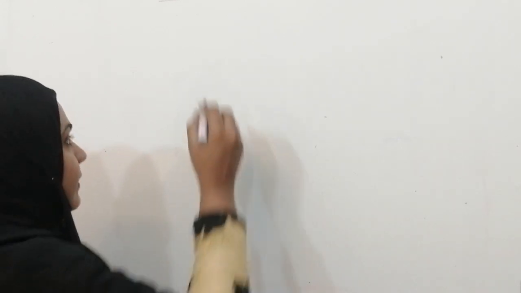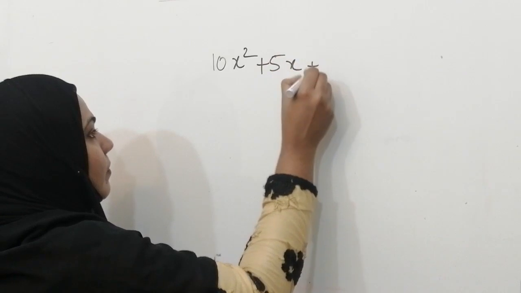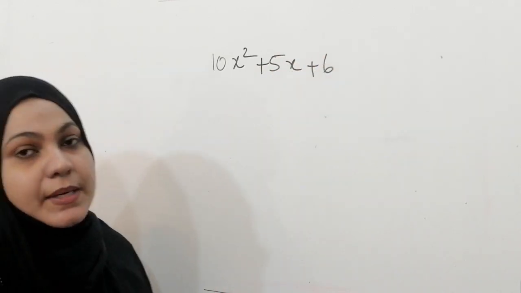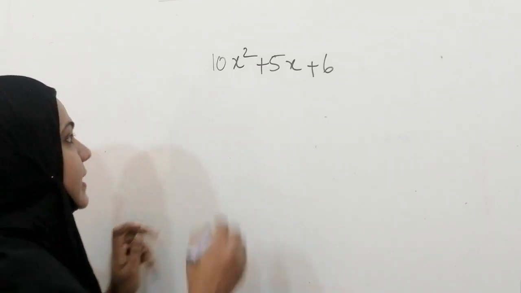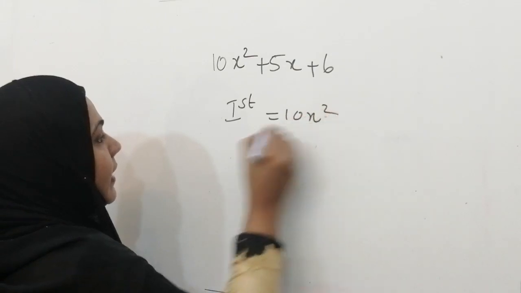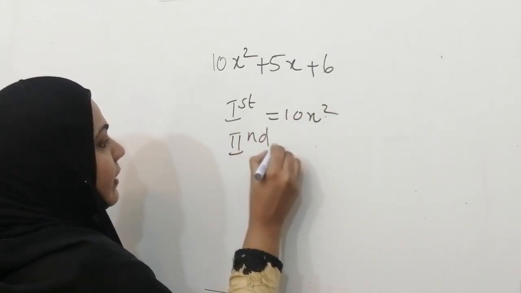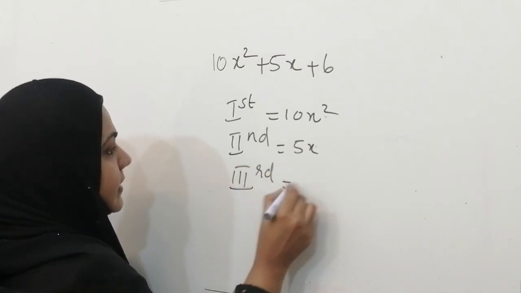Let's try another example of an algebraic expression. In this expression, how many terms are here? Let's see. The first term of this expression is 10x square, the second one is 5x and the third one is 6.